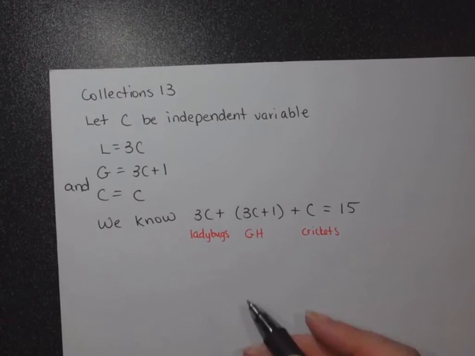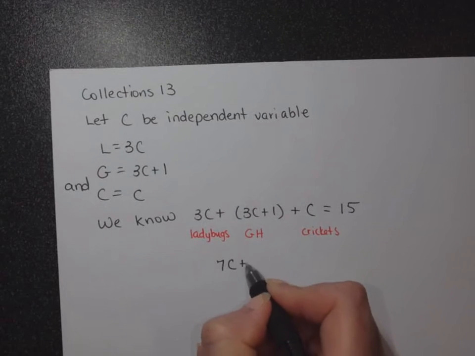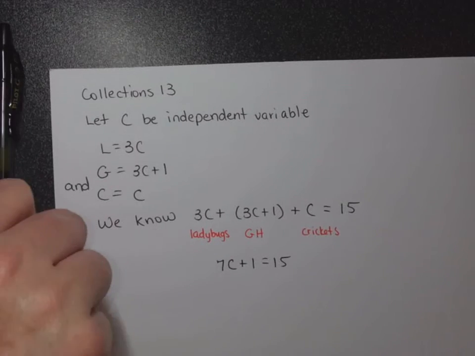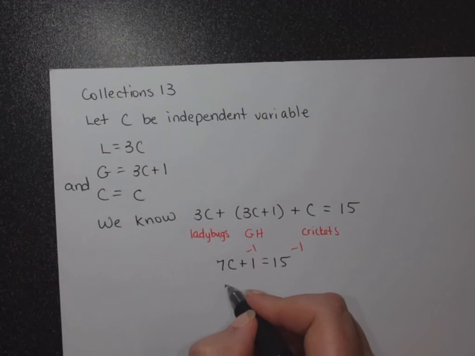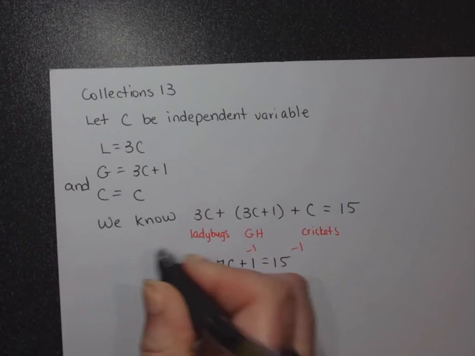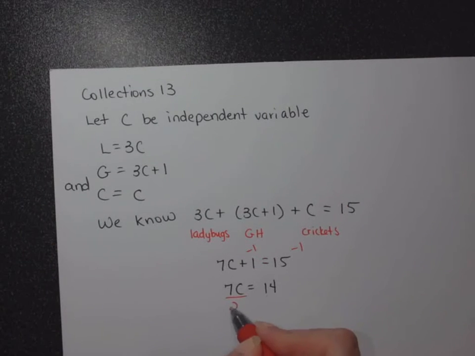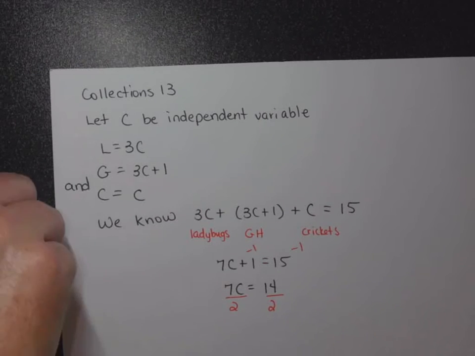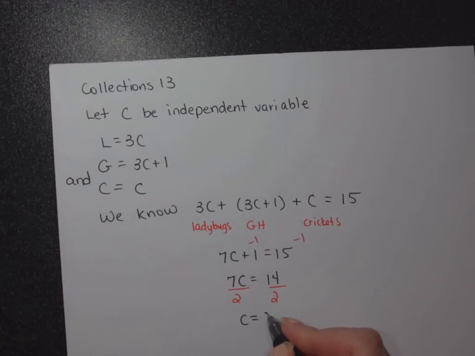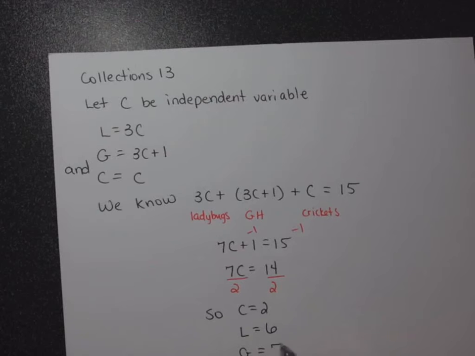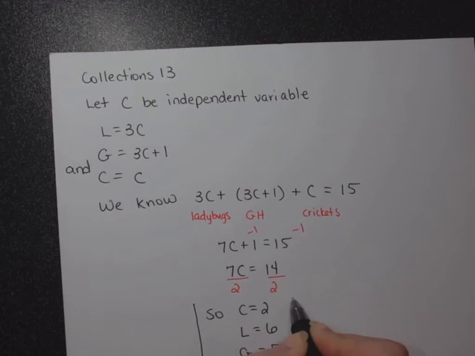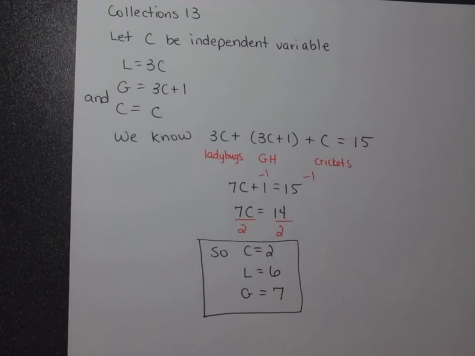So if we add like terms, we get 7C plus 1 equals 15, and then we can proceed from there. We can subtract 1 from both sides, so we get 7C equals 14. So pretty easily we can get C from this equation. C is 2. So ladybugs is going to be 3 times that, or 6. And then grasshoppers is finally 1 more than that. And notice if you add all 3 of those together, you do get 15.